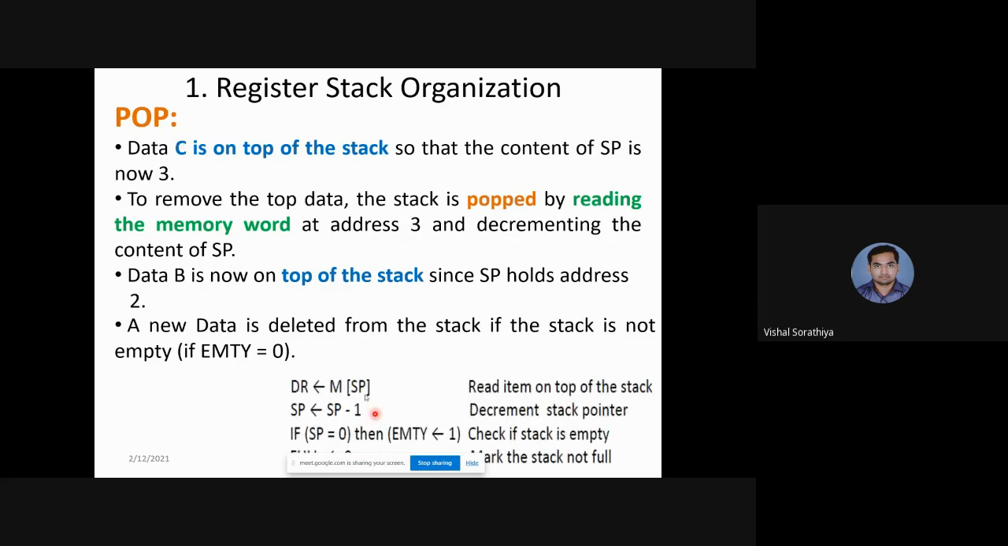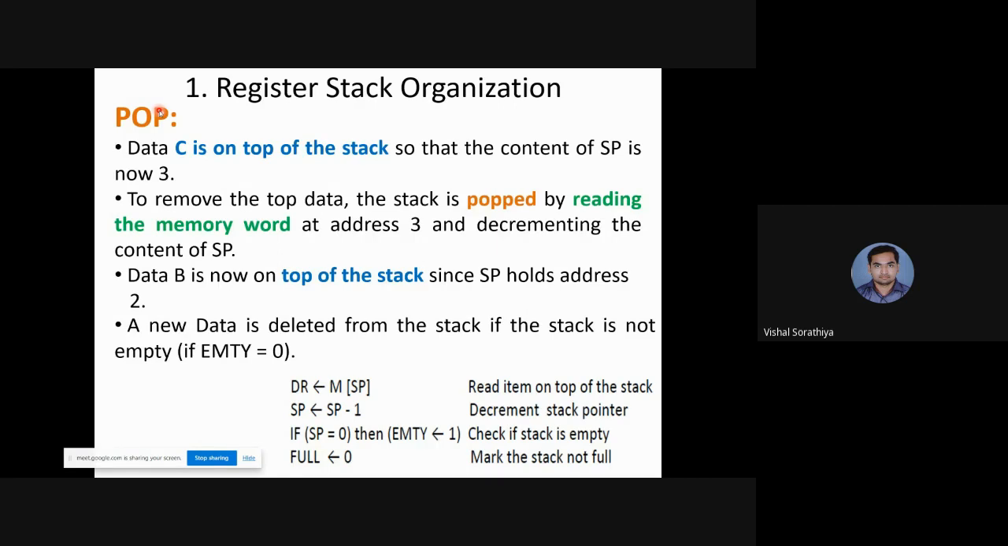So what do we have? We will discuss it directly with the micro-program instructions. Whenever you write pop, whatever the stack pointer location is right now, say location number 3, the data C available there is loaded into your data register, and then the stack pointer is decremented by 1, so it goes to number 2.